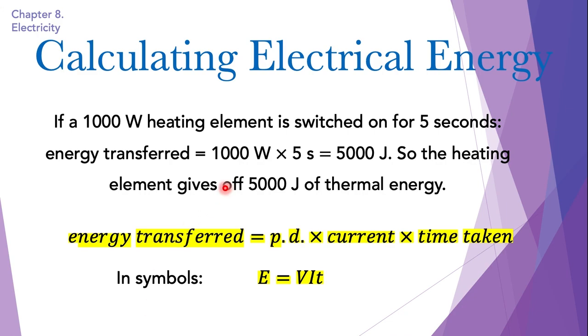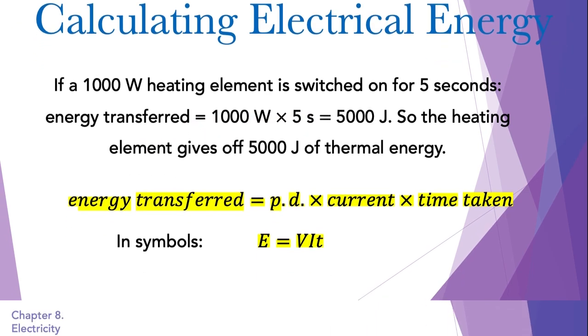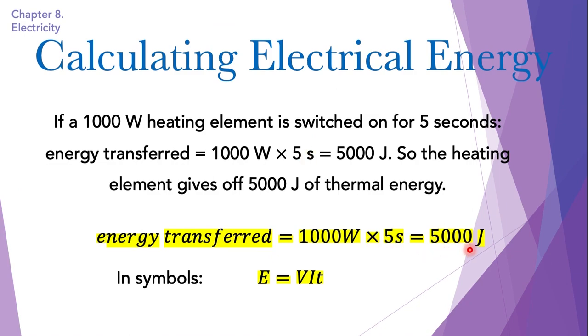For example, if a 1000-watt heating element is switched on for 5 seconds, energy transferred is equal to 1000 watts multiplied by 5 seconds, which is 5000 joules. So the heating element gives off 5000 joules of thermal energy. In the same way, if a 12-volt heater takes a current of 2 amperes, and it is switched on for 60 seconds, how much energy is transferred to thermal energy?